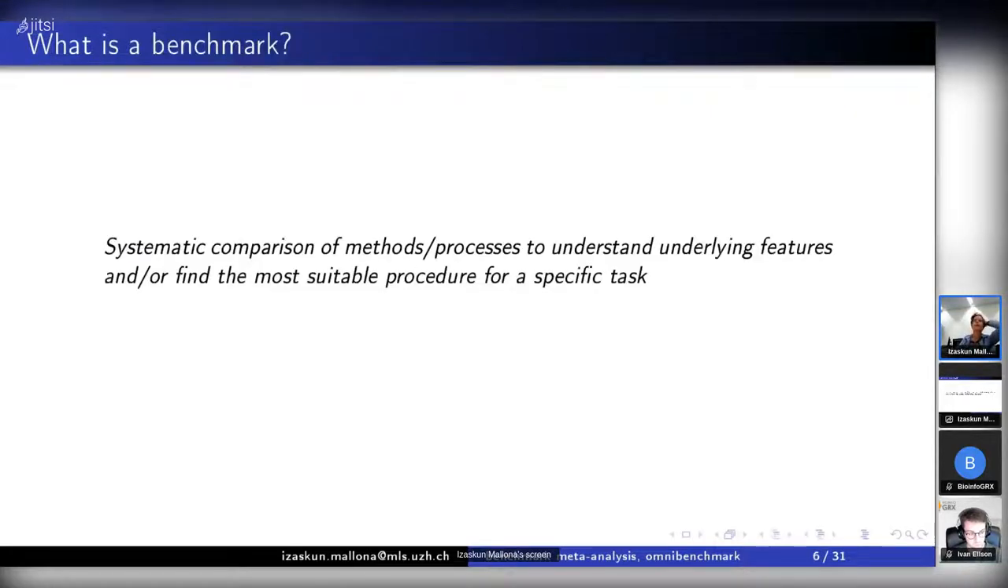So for that, we need a setting for quantifying that and for doing this process of careful evaluation in a very, very systematic manner. And this is exactly what the benchmark is.